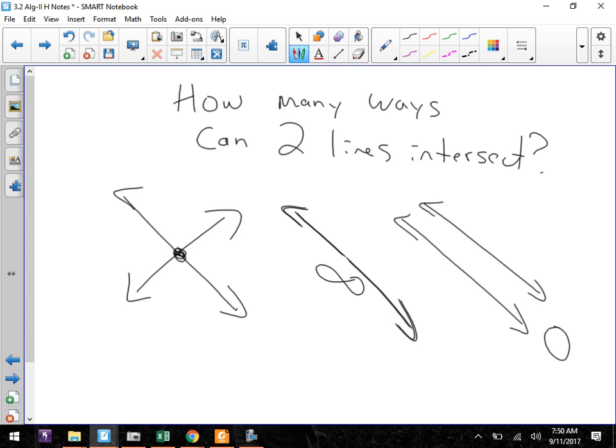You can not intersect at all, because your lines are parallel. If you're parallel, you have what in common? Slope. Okay. Infinitely, that happens when you are the same line. And then once, where you crisscross or cross at a specific point.